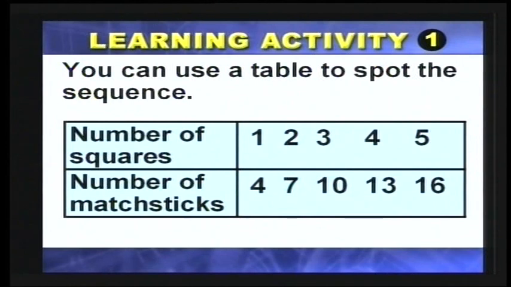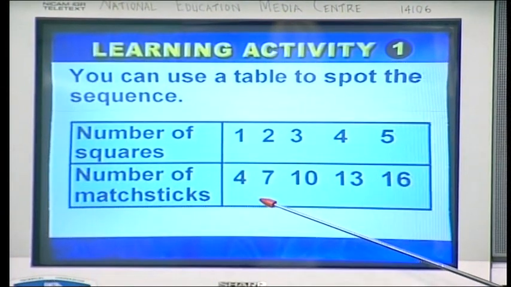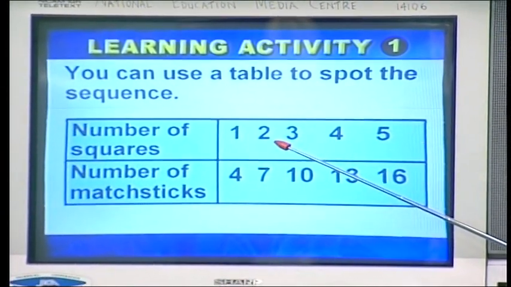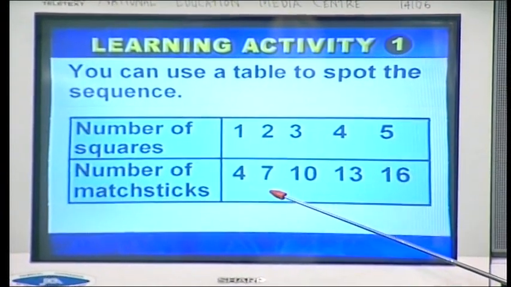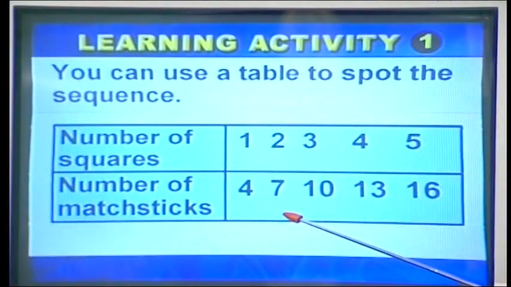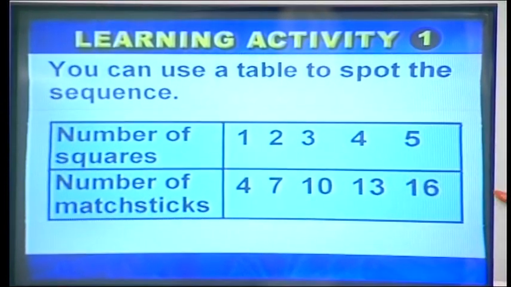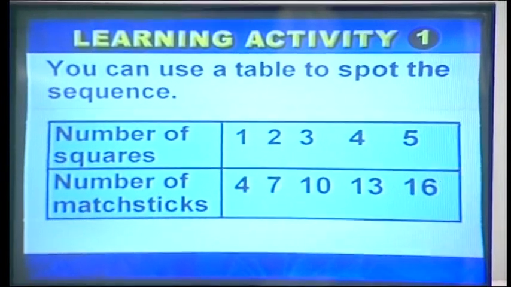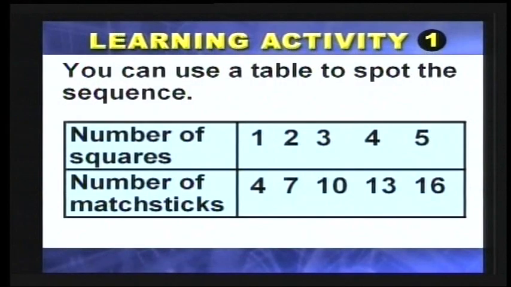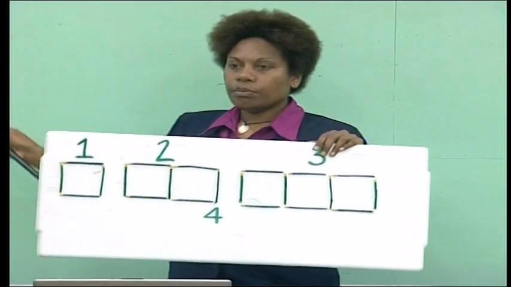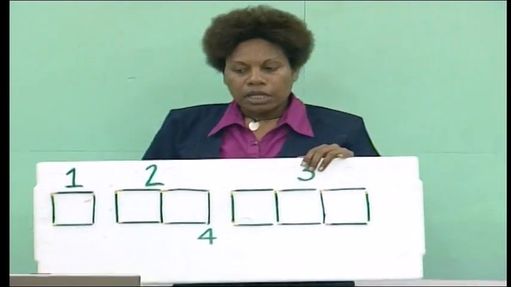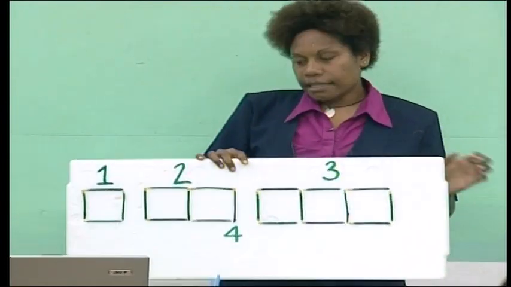So you can say 1 square, how many matchsticks? 4 matchsticks or 4 sticks. Number of squares, 2 squares, how many sticks? 7. Okay, and it continues. So you can identify it easily in a table form, to identify the sequence easily.